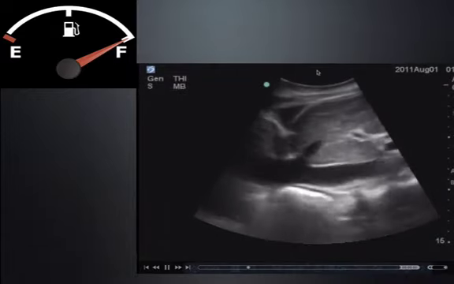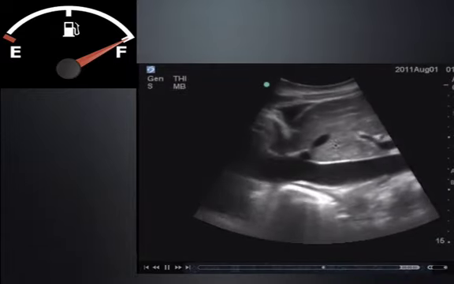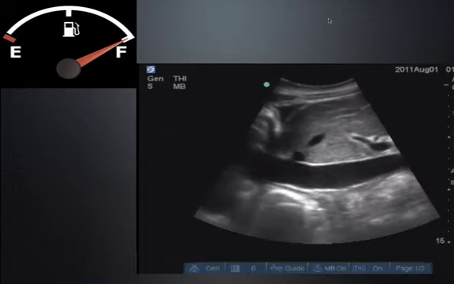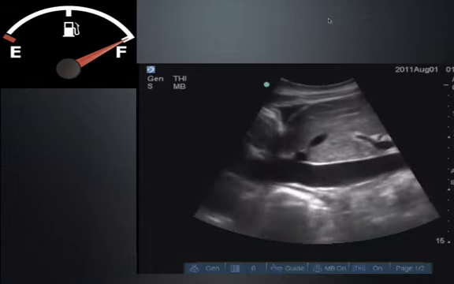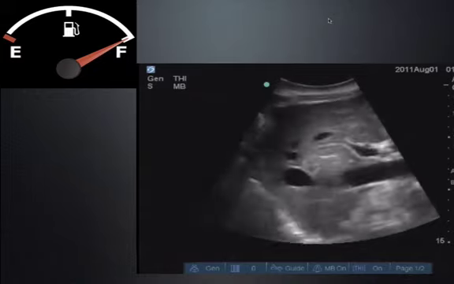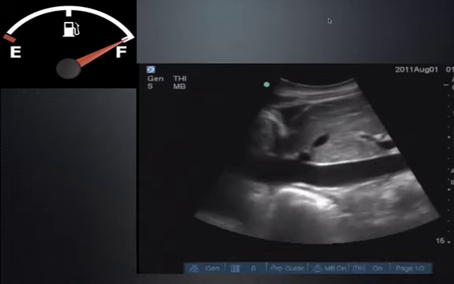And how about this one? It's another IVC here. Essentially no variability, maybe a 5% variability with respirations. So again, consistent with a full tank.